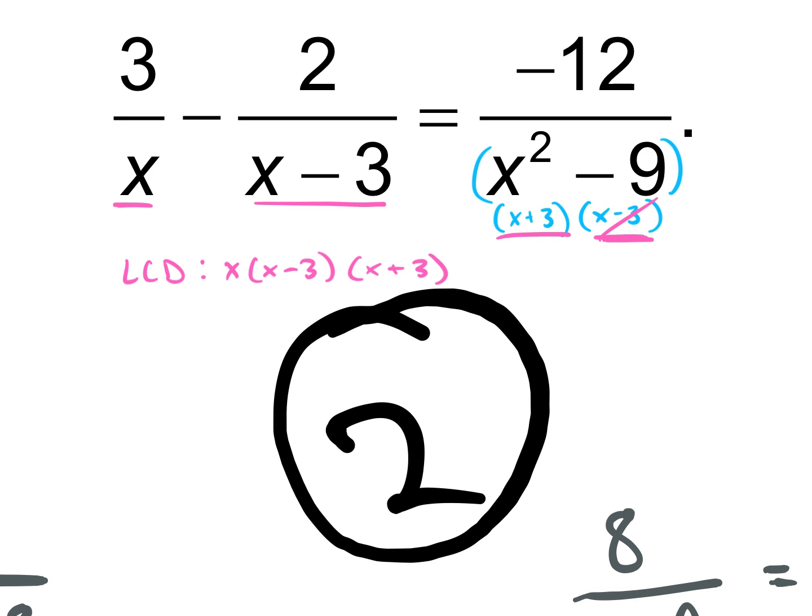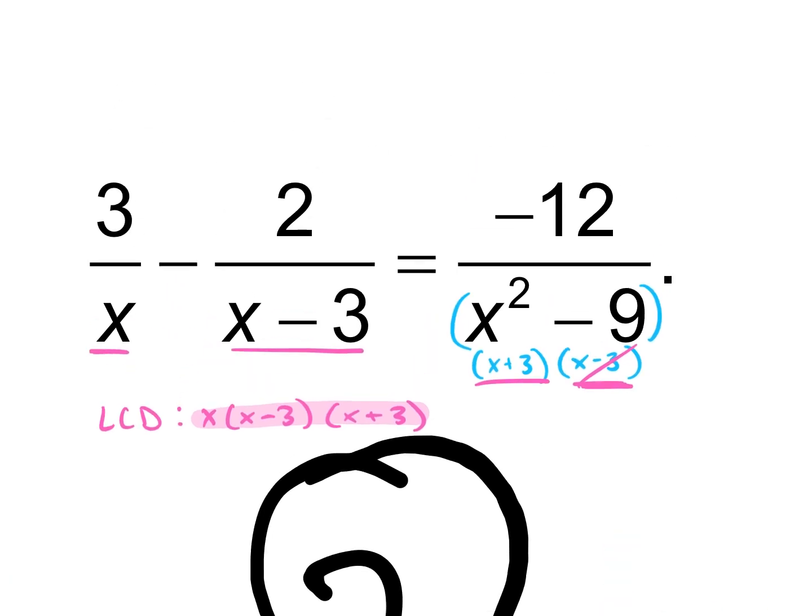So we're going to use our least common denominator. And we multiply by our least common denominator to each fraction. So everything gets multiplied by x times x minus 3 times x plus 3. X times x minus 3 times x plus 3. And x times x minus 3 times x plus 3.